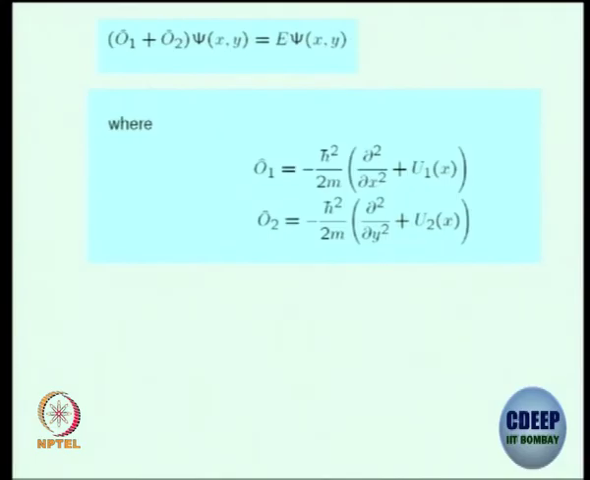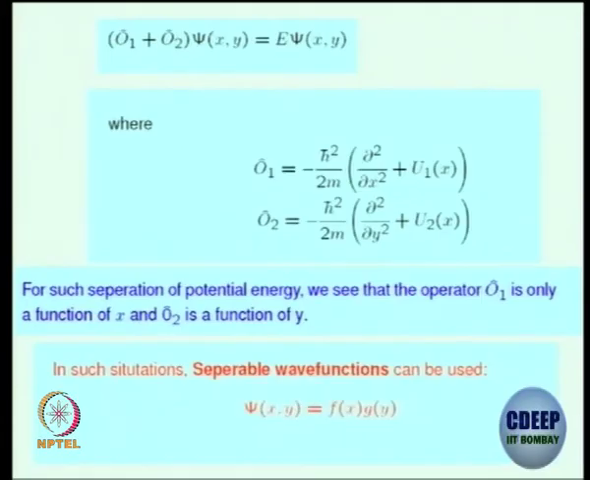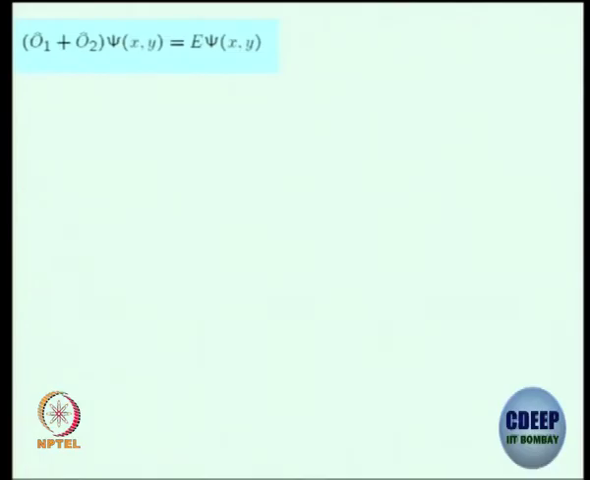So, the two differential operators are these: O1 which is dependent on only x, and O2 which is dependent on only y. Sorry, there is a typo here, U2 should be y, just correct it. For such separation of potential energy, you can write separable functions. I am calling it f of x g of y. Even though I am stressing on particle in a box, this is applicable for other situations also.